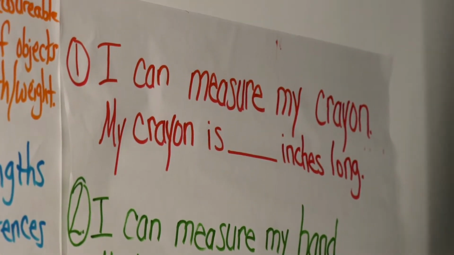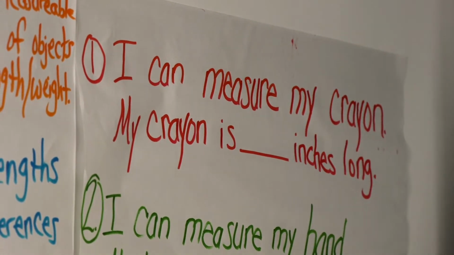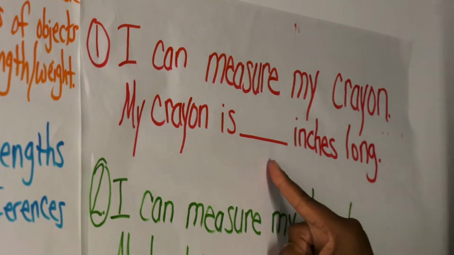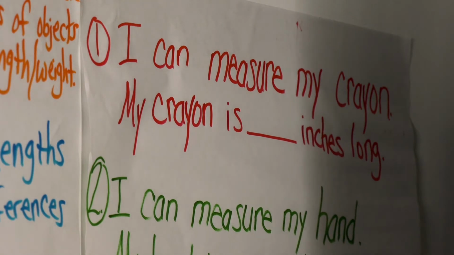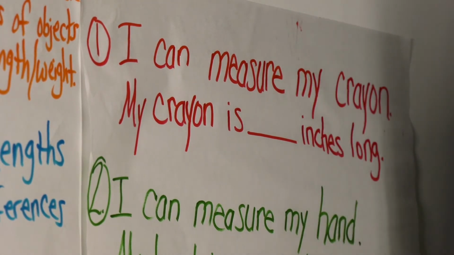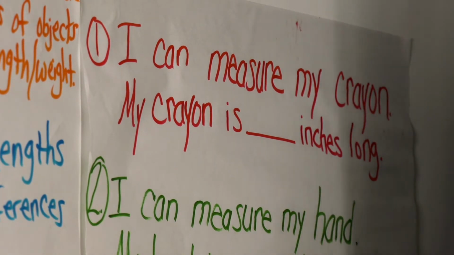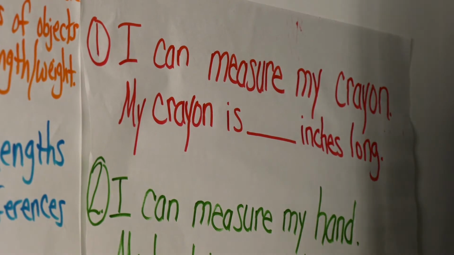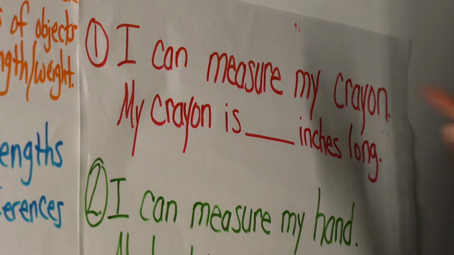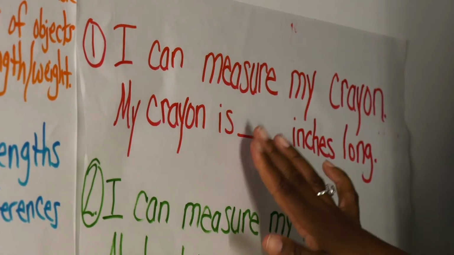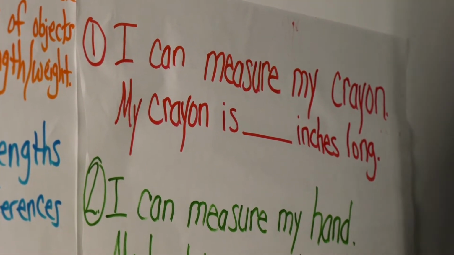All right, so here's the first one. I can measure my crayon. My crayon is blank inches long. So what you have to do is go and look for a crayon, your favorite color crayon, and measure it with a ruler. Remember that we're going to use rulers for this particular activity, the side that says inches. You're going to write these words on your paper, and you have to fill in the missing blank or put in the correct number. All right, so that was number one with the crayon.